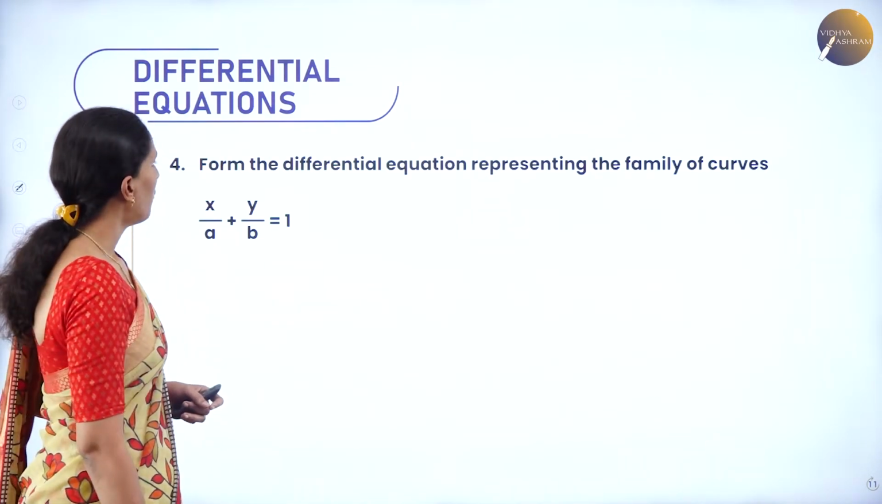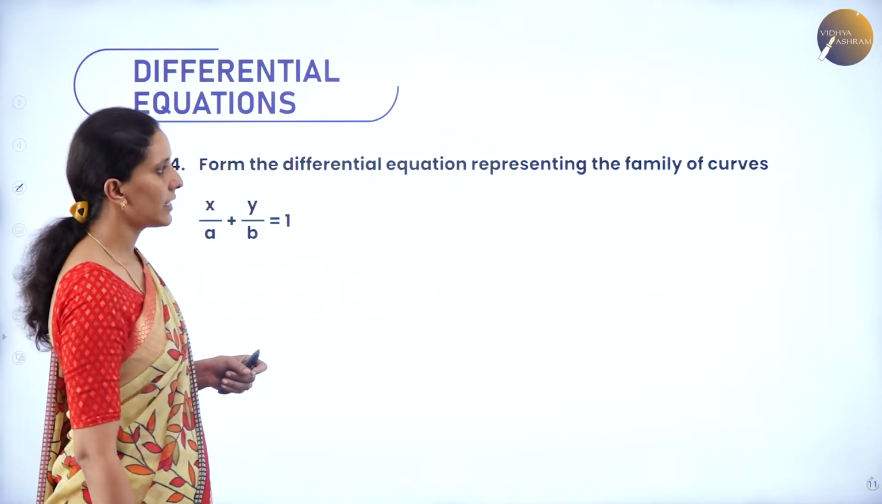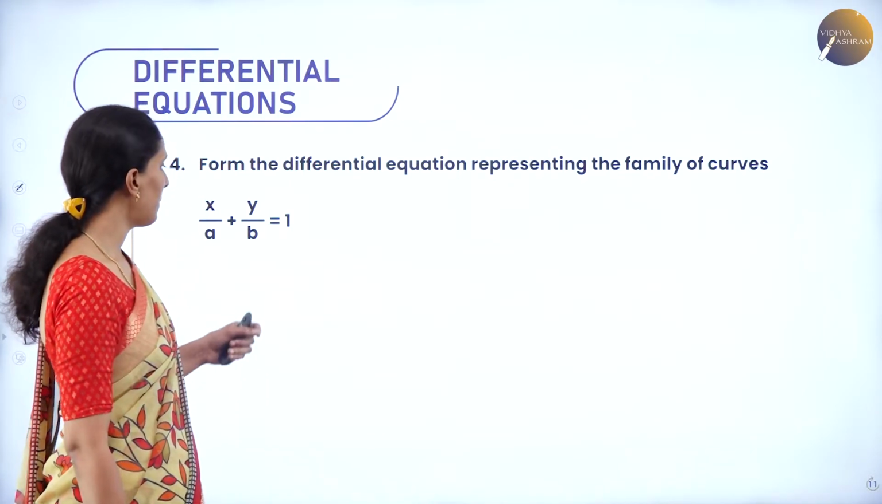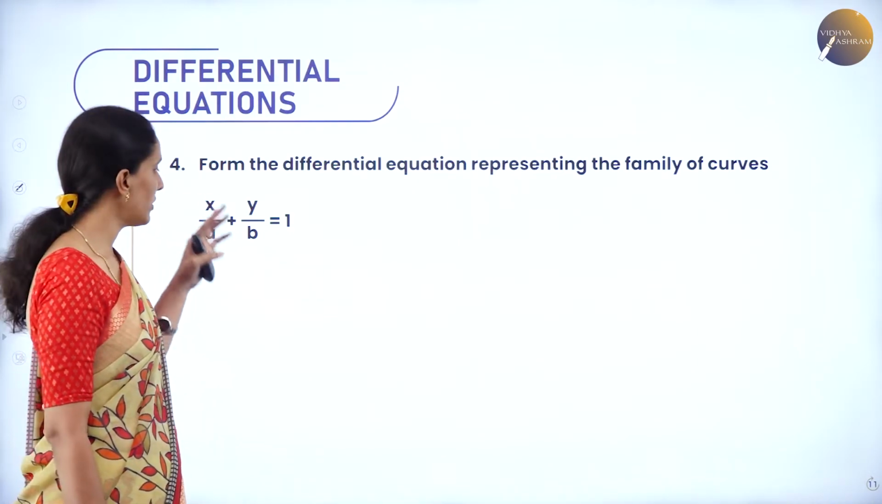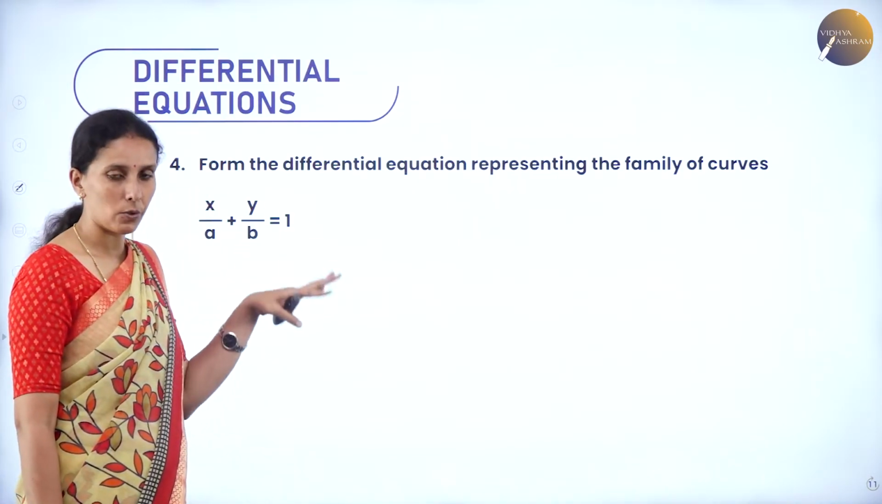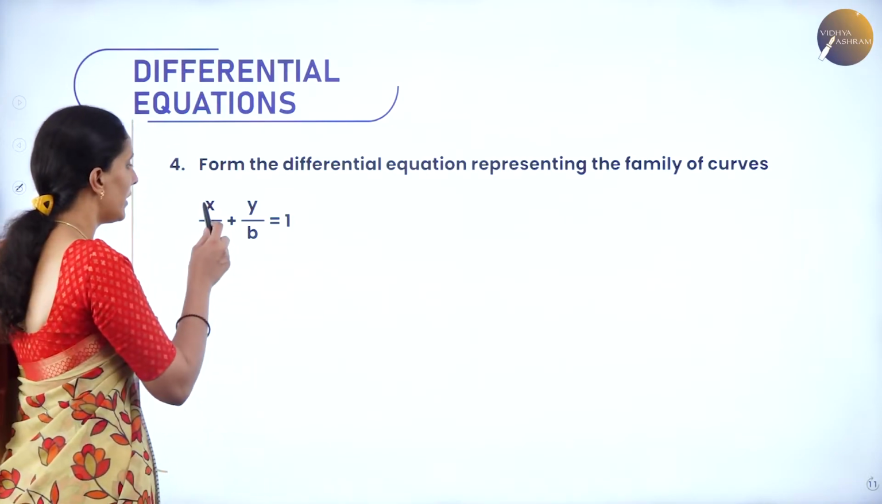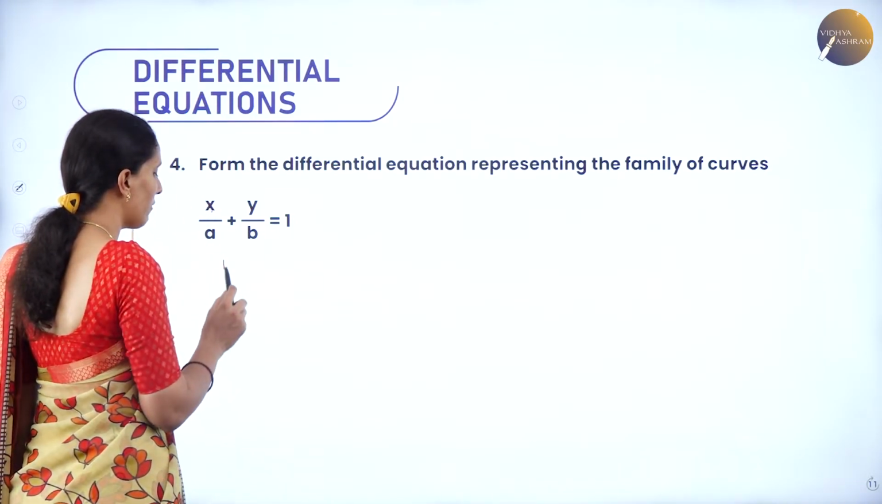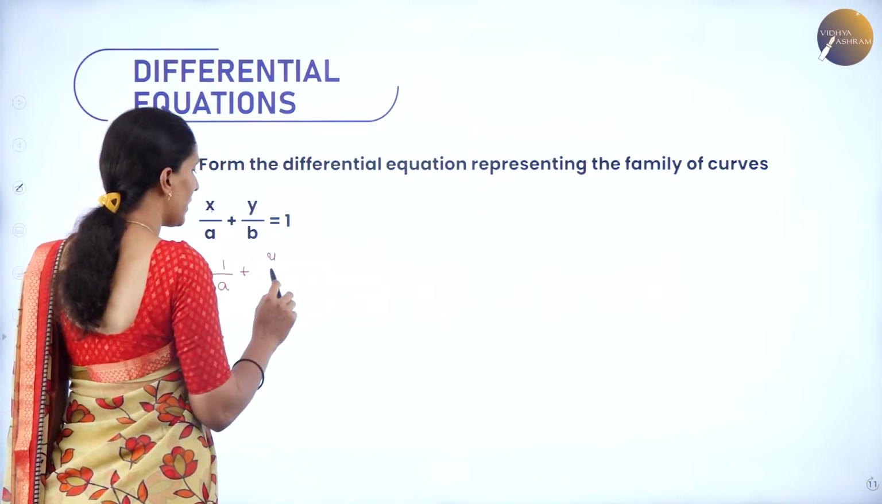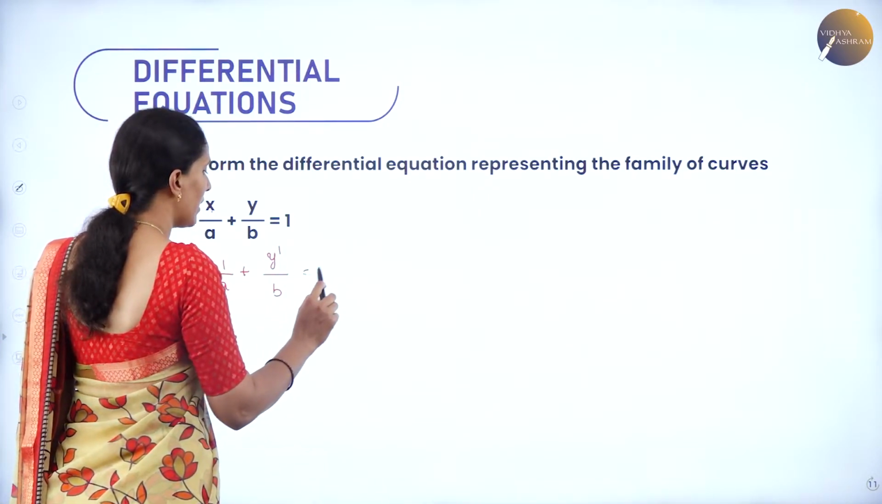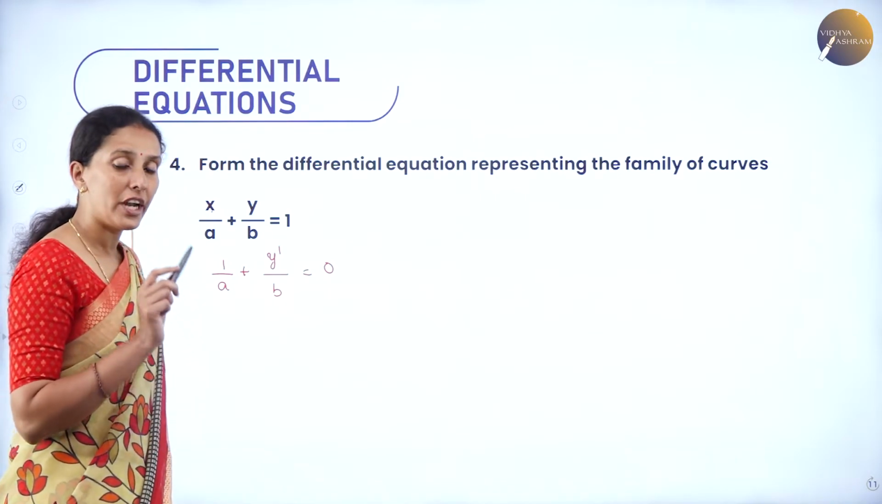Next question. Form the differential equation representing the family of curves x by a plus y by b is equal to 1. So we have an implicit form of a function, that is x by a plus y by b is equal to 1. Let us differentiate. Derivative of x is 1 and 1 by a is constant. Let me write it. Derivative of y can be written as y dash by b. Here it is 0. Now differentiate it again.